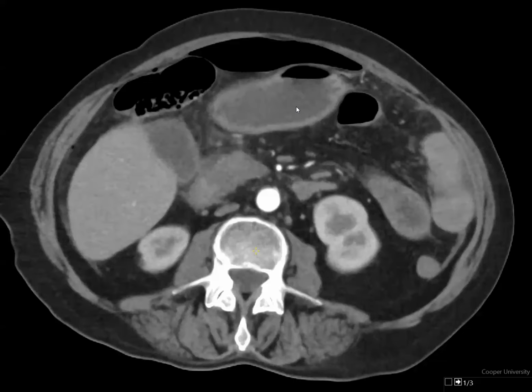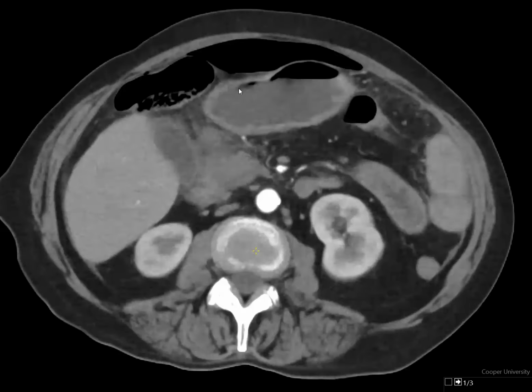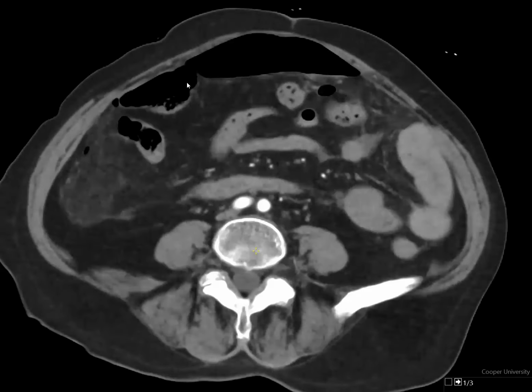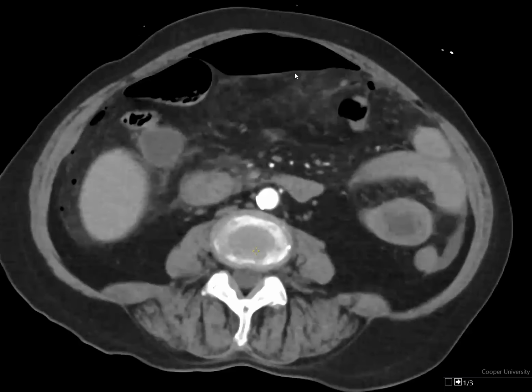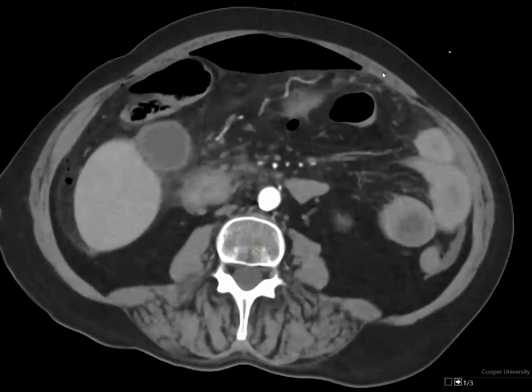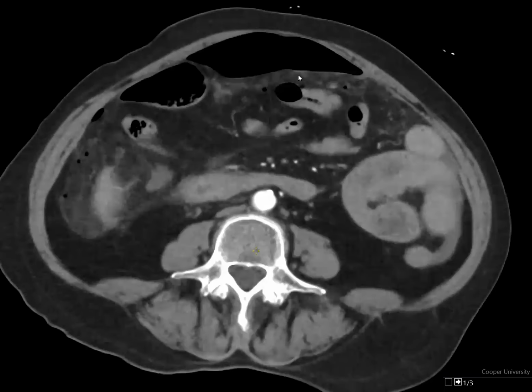Another clue is to look at the wall of the bowel. This is the stomach, which you see, and this is the large colon, and you can see the wall of the large colon. So this air is within the large colon, but this air, which is in the non-dependent portion of the abdominal cavity, has no wall to it, and it has angular margins at the edges that suggest it's free air.